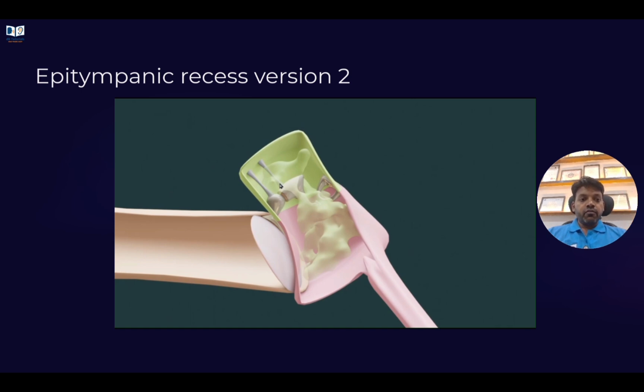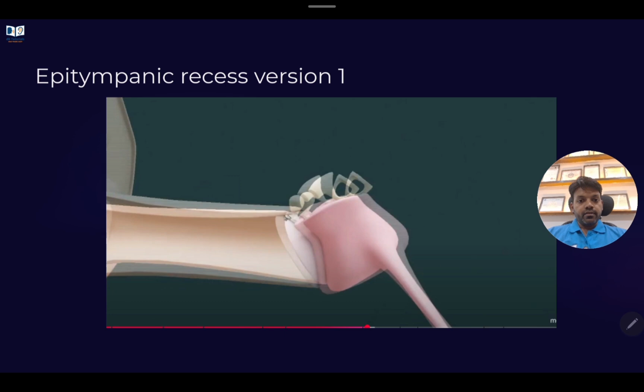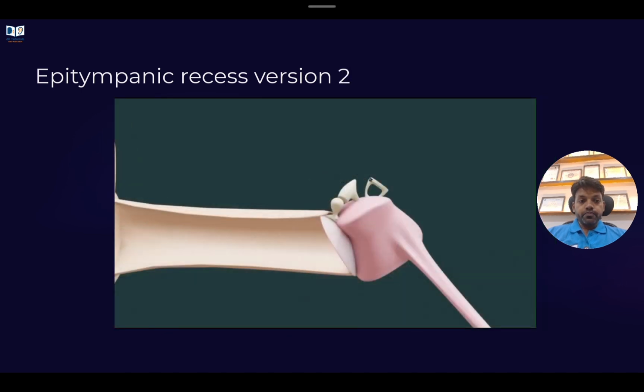Why it is important is that even till the age of 2, they found that there is mesenchyme in the child's middle ear. Then the question came: where did it come from? So the possible explanation is that it has been there since birth. This is how it is formed. So this is about the epitympanic recess, version 1 and version 2.